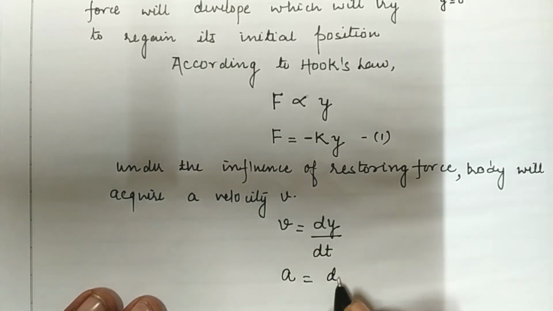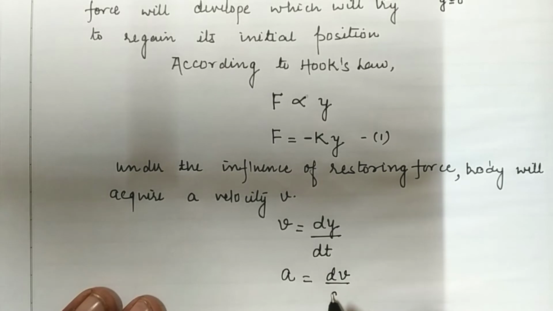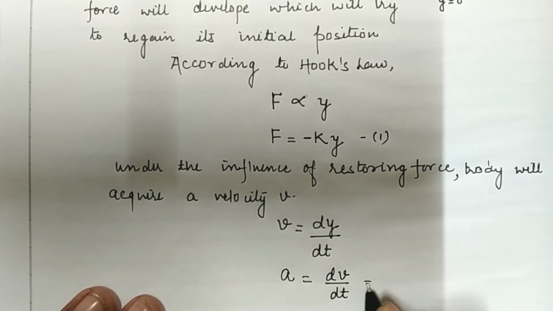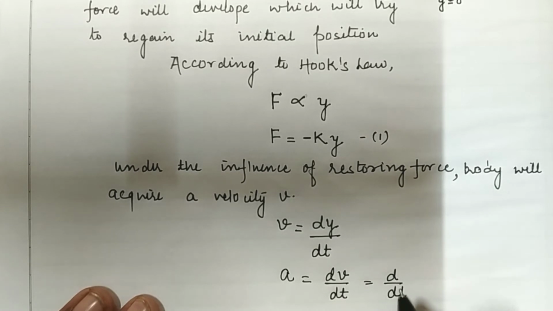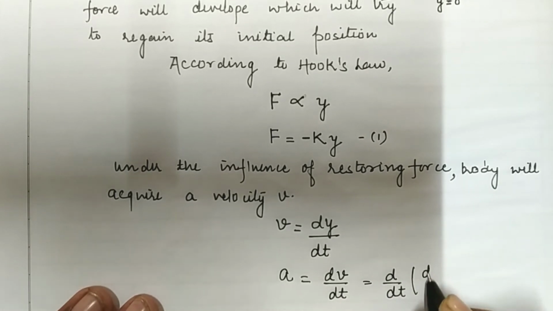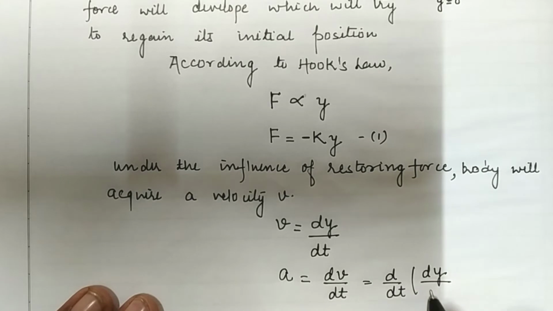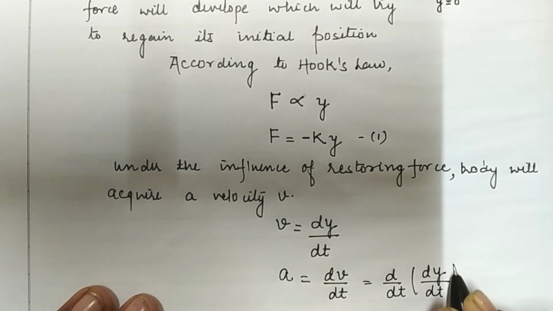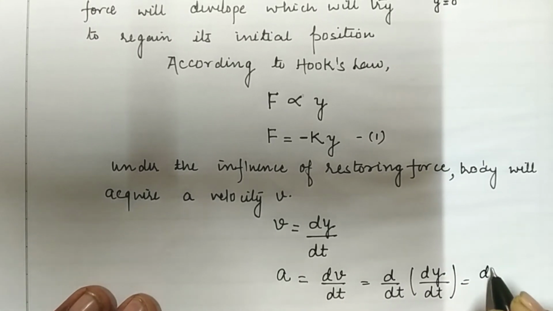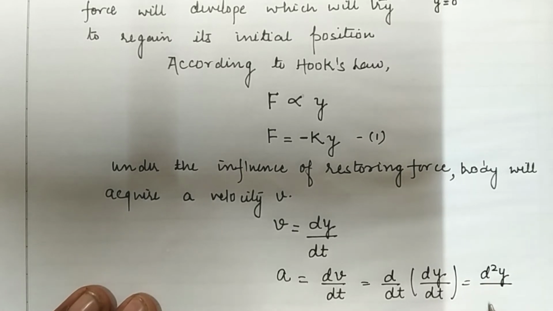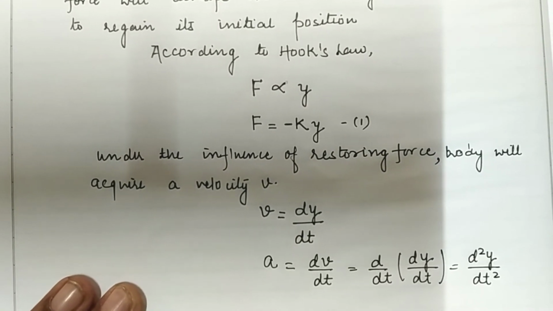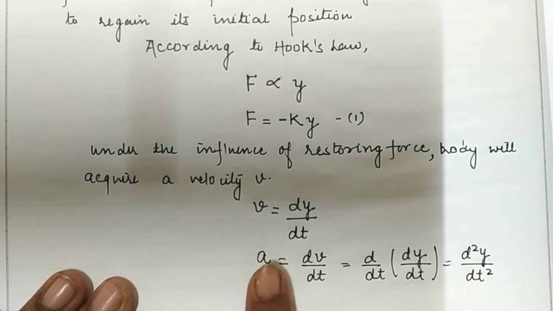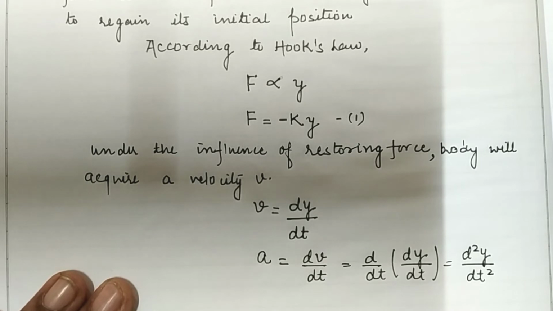Acceleration is nothing but a change in velocity with respect to time. So children, from here we can say that instead of writing v, we can write dy upon dt. Collectively, we can say that d2y upon dt square will be the acceleration for the simple harmonic motion. If a body is under simple harmonic motion, then its acceleration is d2y upon dt square.